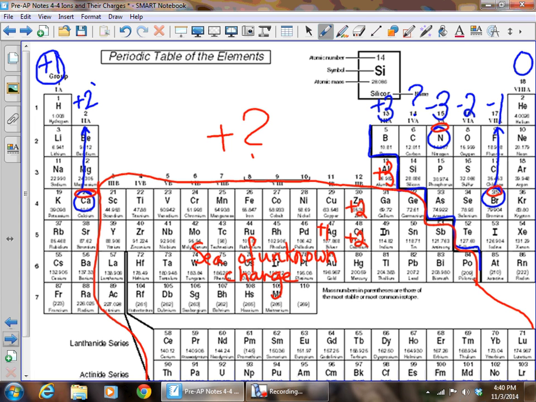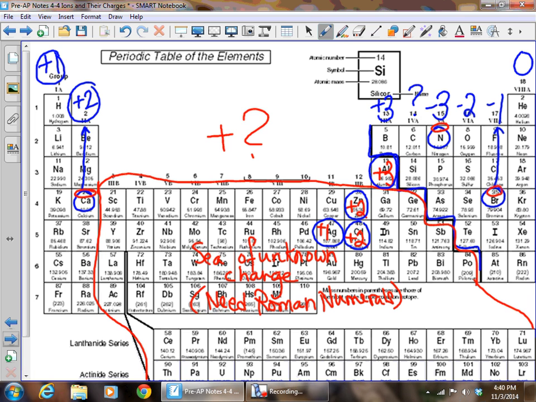This group, 1A, this group, 2A, those positive ones, we're going to know what their charge is. Aluminum is an always true. Zinc, cadmium, silver, those are always trues. They will not need Roman numerals. Our sea of unknown charge, these are the elements that need Roman numerals.